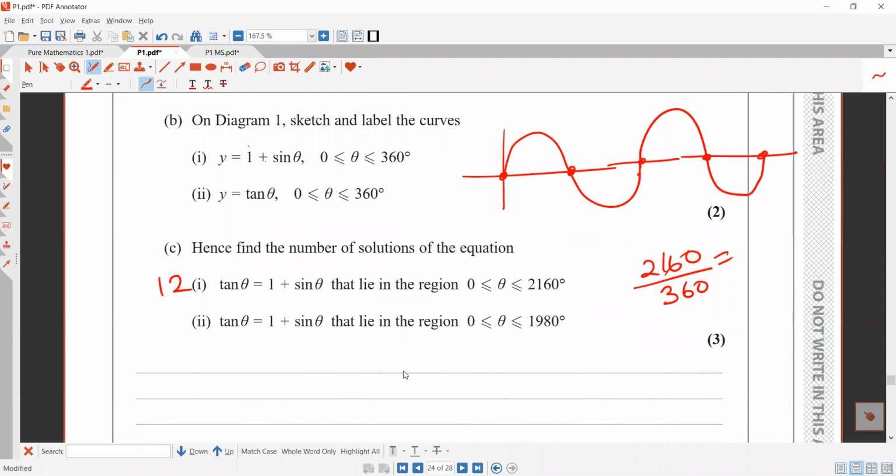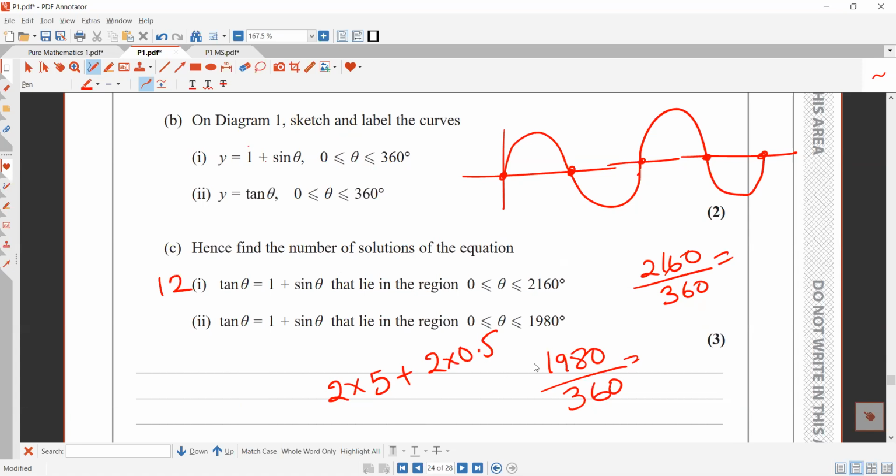Again, same story, but now 1980. So let me do 1980. How many times will it repeat? Check. 1980 divided by 360 is 5.5. 5.5 means half the time. Okay, 2 into 5 plus 2 into 0.5 times.